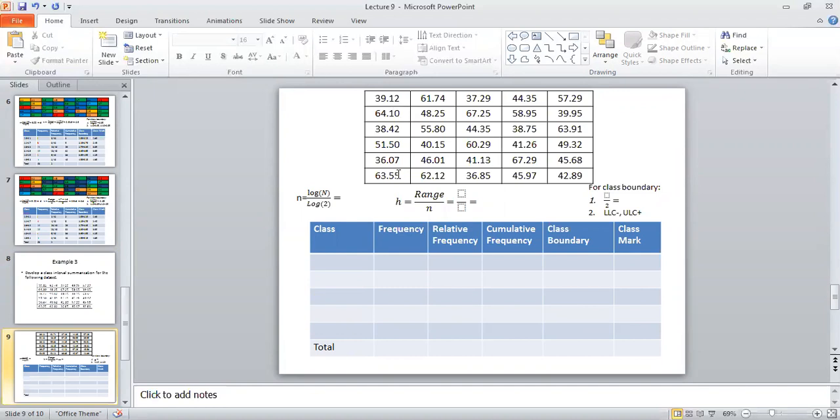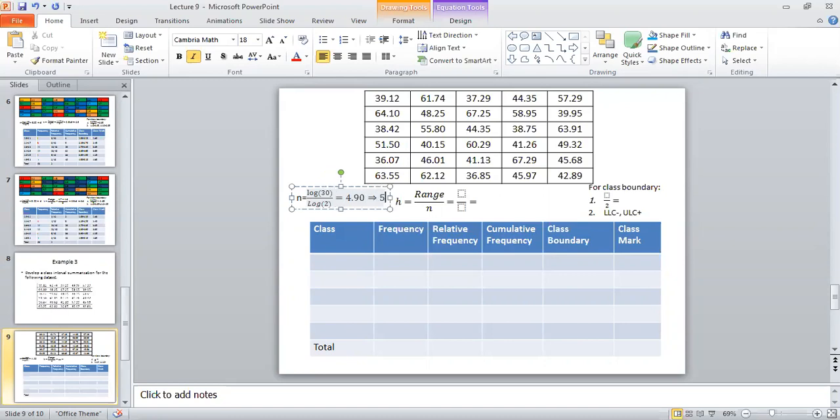So the number of groups can be found by log of 30, and then dividing it with log of 2, and this comes out to be 4.90. So what we have done over here is found the ratio of log 30 by log 2, and this is 4.90. Definitely we are going to round it up to the next higher integer, which is 5. So we have got total 5 classes in the data set.